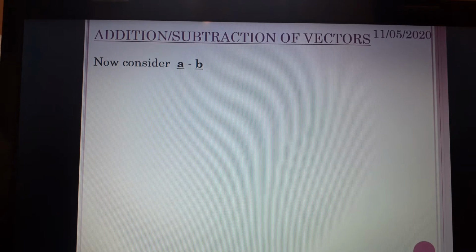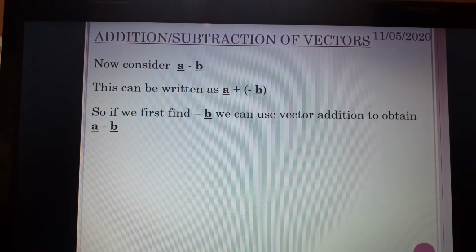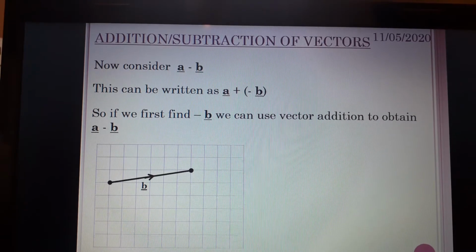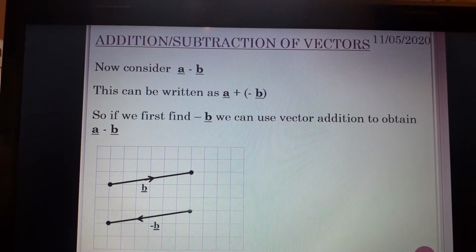Now we want to consider a minus b. Just remember that a minus b is the same as a plus minus b. So let's think about how we can construct minus b. Minus b is very similar to the vector b. It will be the same size, but the direction will change. It simply means that it is the vector b going in the opposite direction.